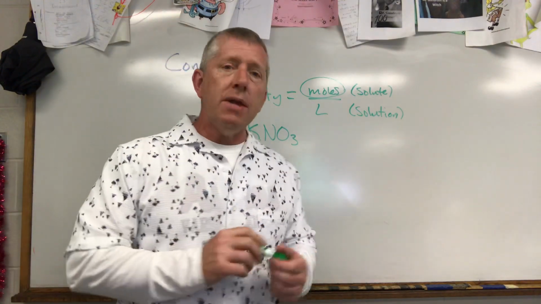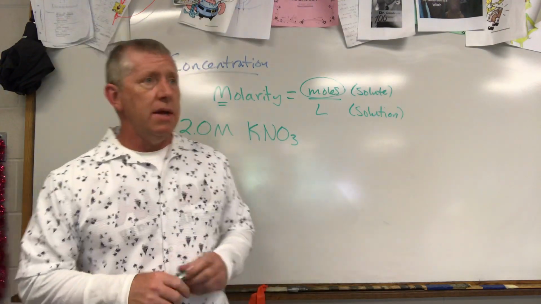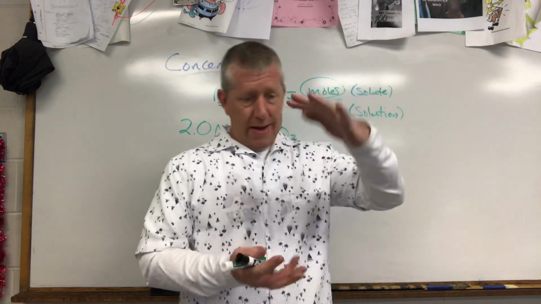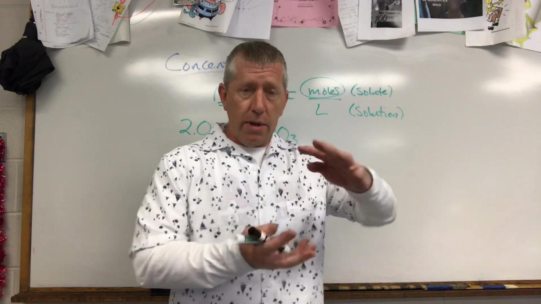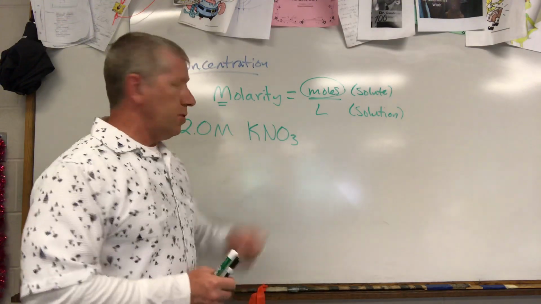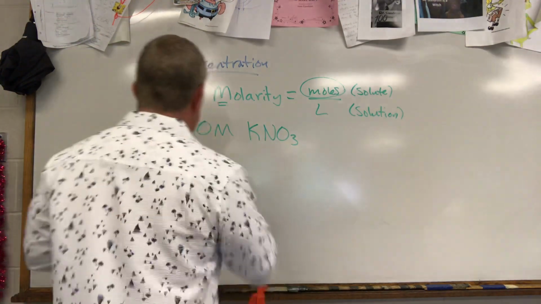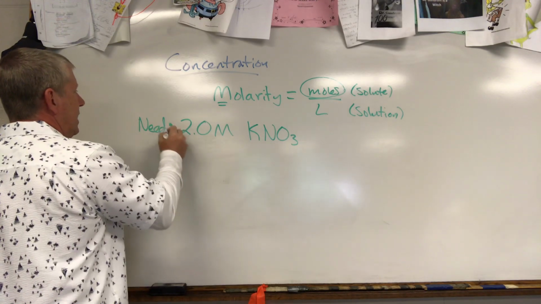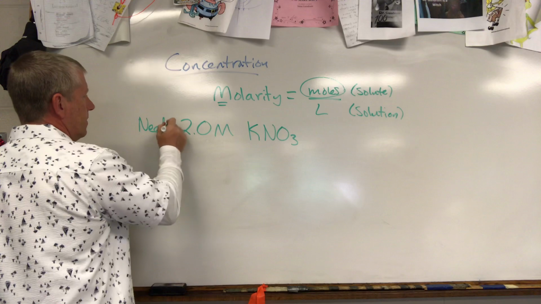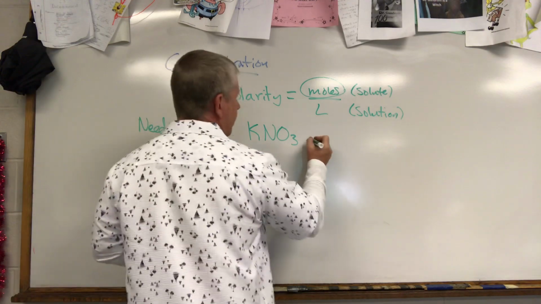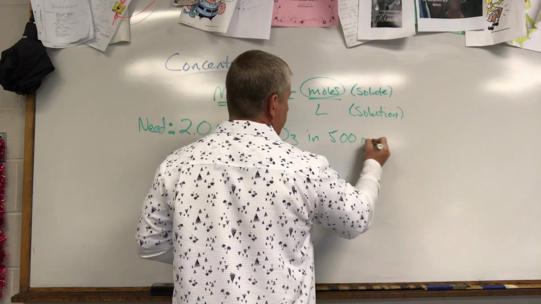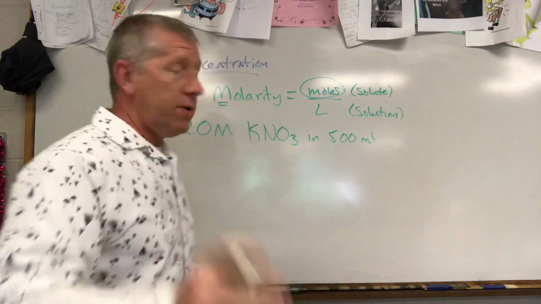Now, you need a certain amount of it. Let's say that you need 500 milliliters of it. 500 milliliters, you know, is a half liter bottle. So you need 500 milliliters of this 2.0 molar potassium nitrate solution. That's what you need.